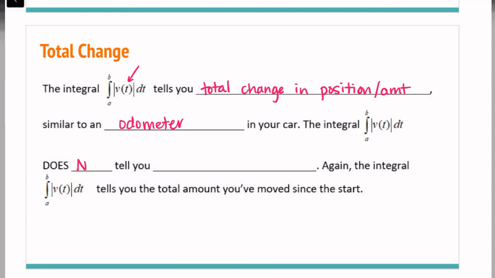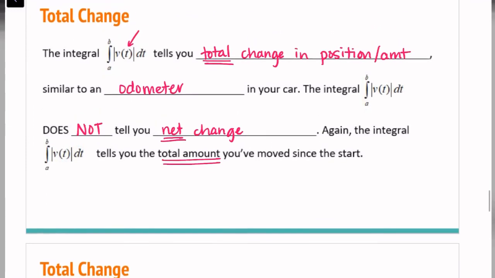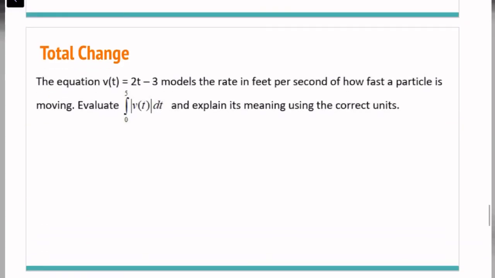It does not tell us the net change, okay? We've talked a lot about the difference between those two. We've got to make sure that we're using those key vocabulary words the right way. So it's going to tell us the total amount that we've moved from the start, including the times where we moved backwards. So we're going to do a couple examples and then be done. So let's just sketch out this function. I know that 2t minus 3 is going to start down here at -3, and it's going up. So I know that I have area below and I have area above for this function.